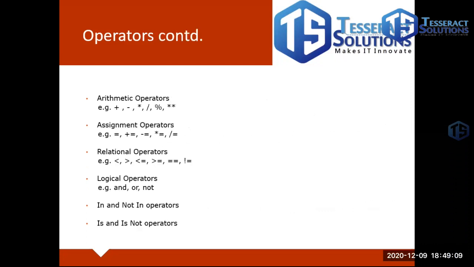See, for example, arithmetic operators. These are the examples. Assignment operators, then relational: less than, less than or equal to, greater than, greater than or equal to, equal, not equal. Logical operators: and, or, and not. Then in and not in are the membership operators, and is and is not are the identity operators, the last one. So we will look at some small programs for all these operators.